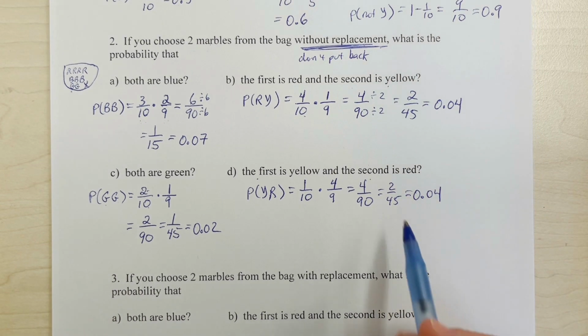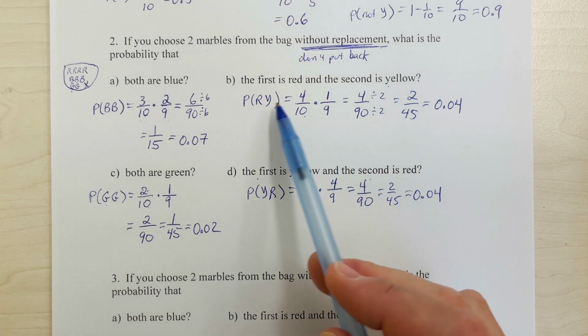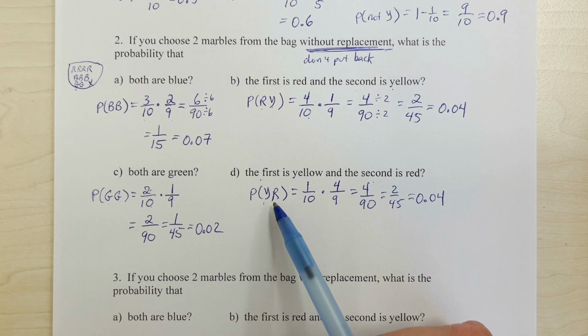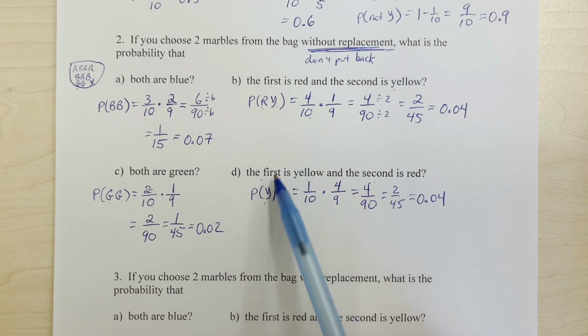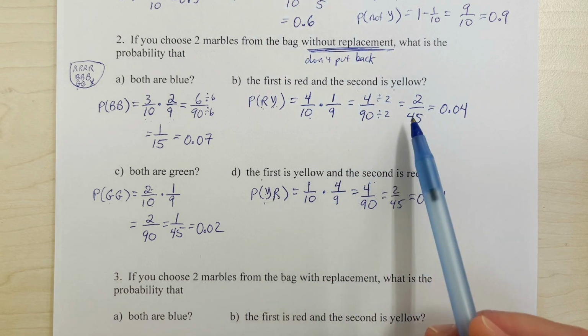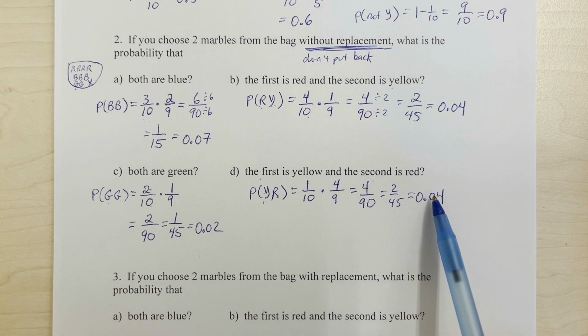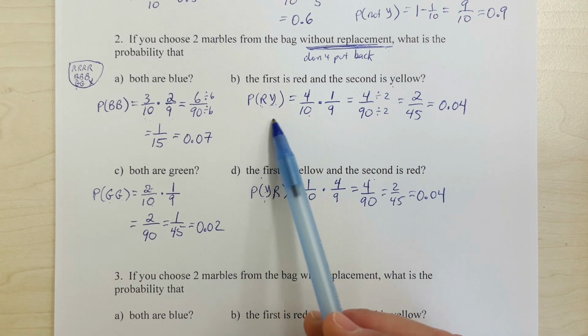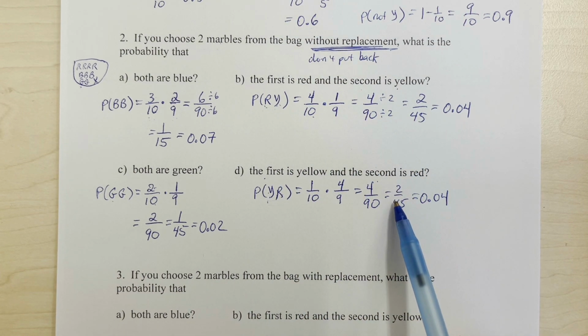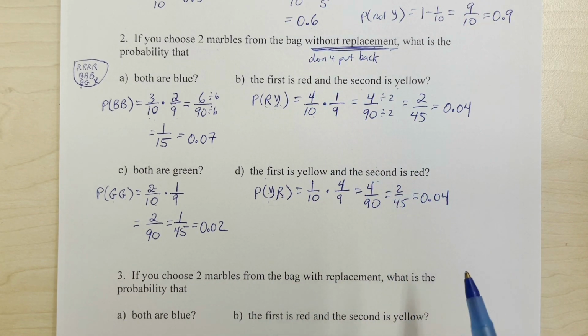What I want you to notice, though, is actually red, yellow, and yellow, red, they're the same probability, okay? Whether I choose red first and then yellow, or yellow first and then red, I will get the same answer to that. The order that I choose these won't affect what their probability is. Okay, so that's kind of an interesting connection to make.